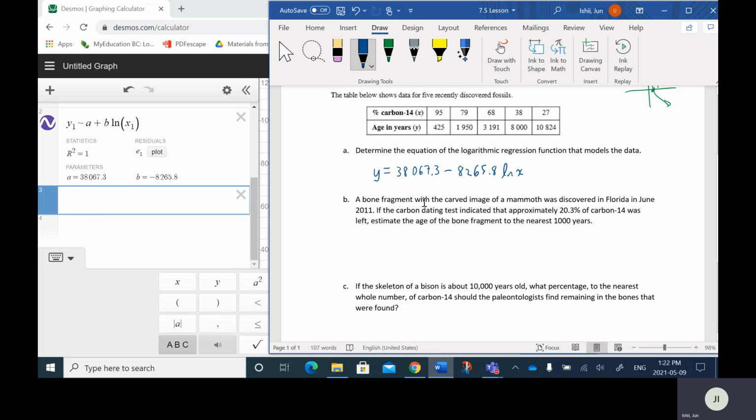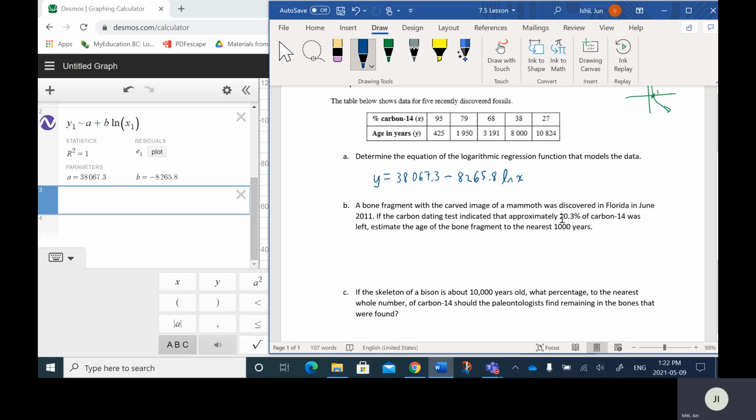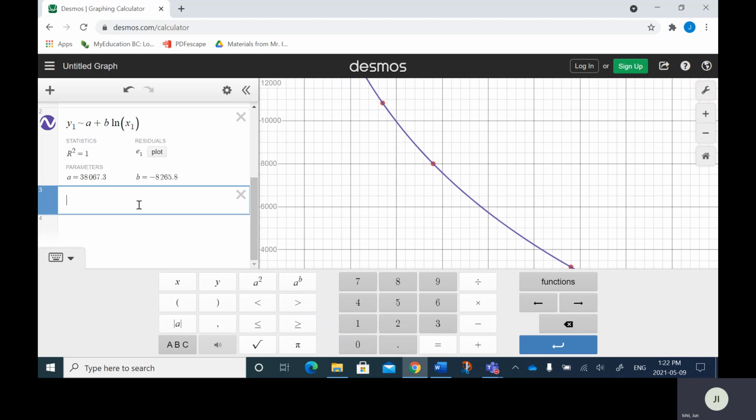A bone fragment with a carved image of a mouse was discovered in Florida in June 2011. If the carbon dating test indicated that approximately 20.3% of carbon-14 was left, estimate the age of the bone fragment to the nearest 1,000 years. Okay, so they found that the carbon was 20.3%. So that's going to be my x value, and I want to find the corresponding y value. So x equals 20.3.